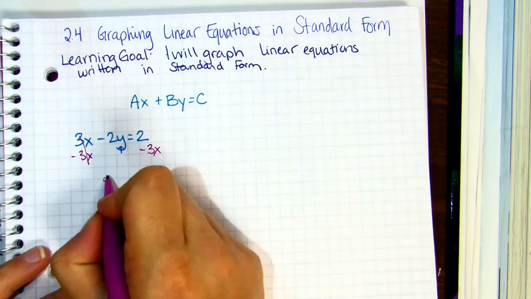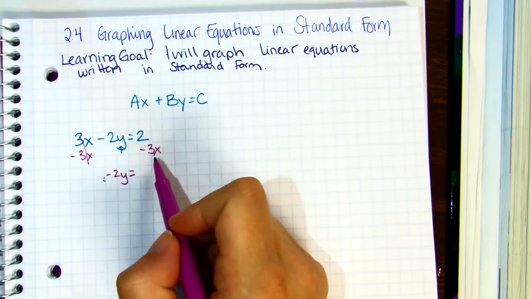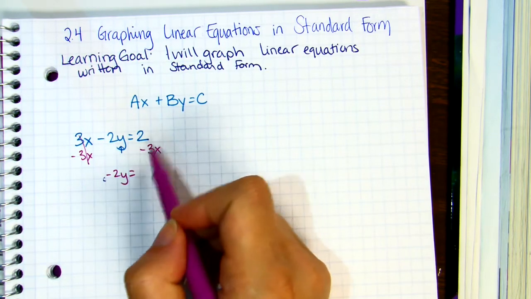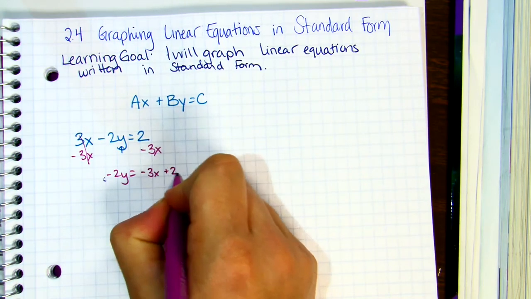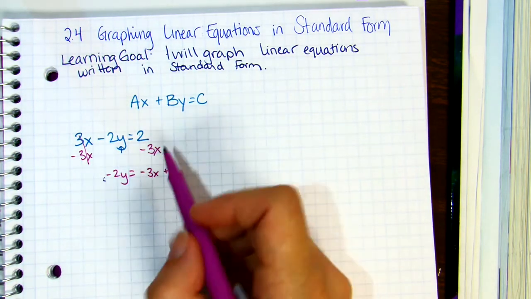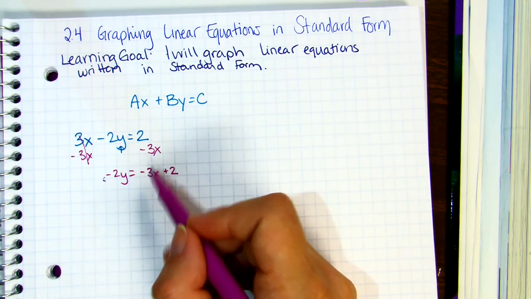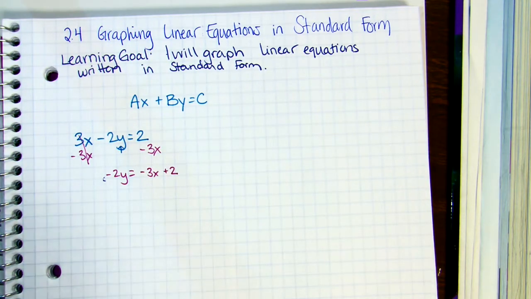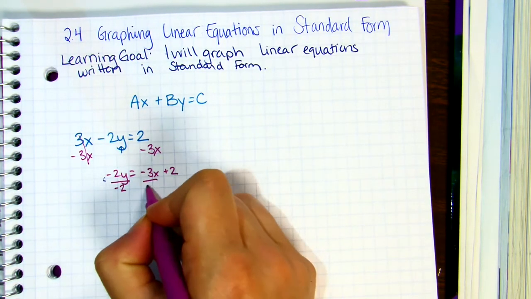So over here, I'm left with -2y. And then over here, I'm going to put this subtracting 3x first. So -3x plus 2. And I'm going to do that just so it's really in slope-intercept form where I have my mx plus b. This isn't quite solved all the way yet, though. I need to divide everything by -2.